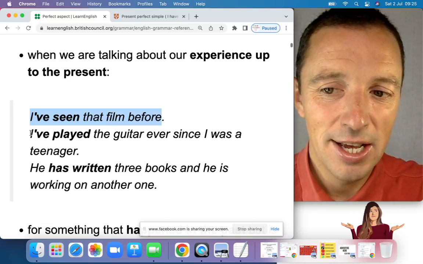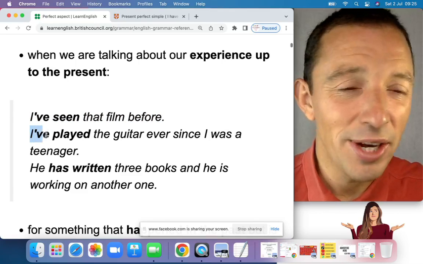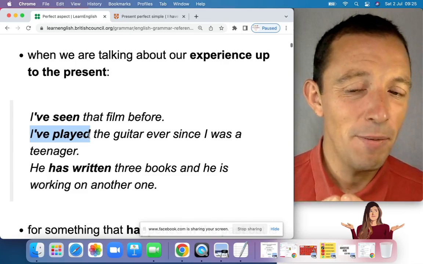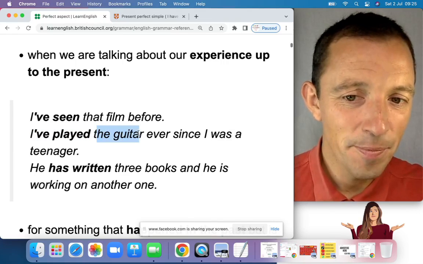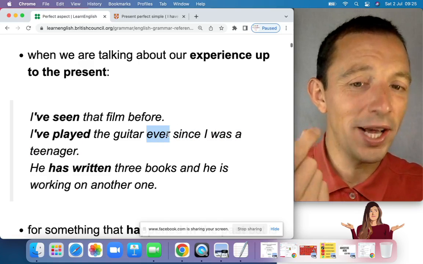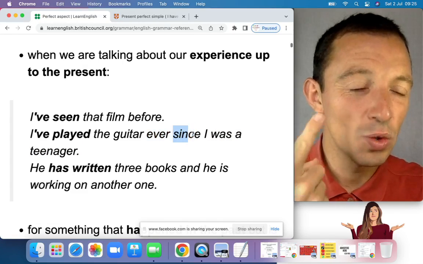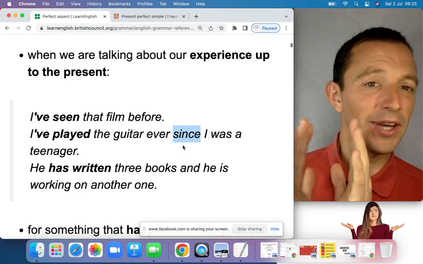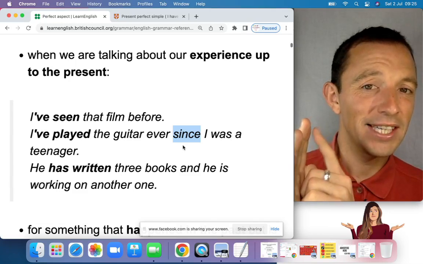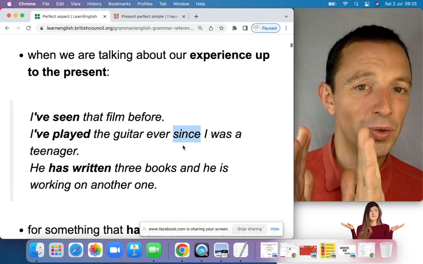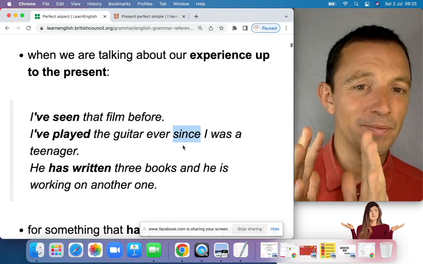The next example, subject I, auxiliary have, played is the participle. This is the present perfect formula. I have played the guitar since I was a teenager. Ever since, the word since is one moment in the past, I was a teenager. So this is the experience that started in the past and it continued up to the present.